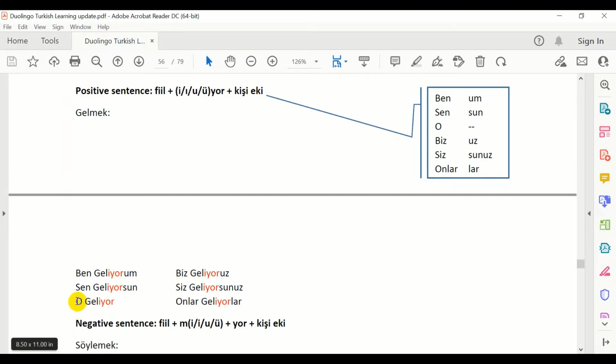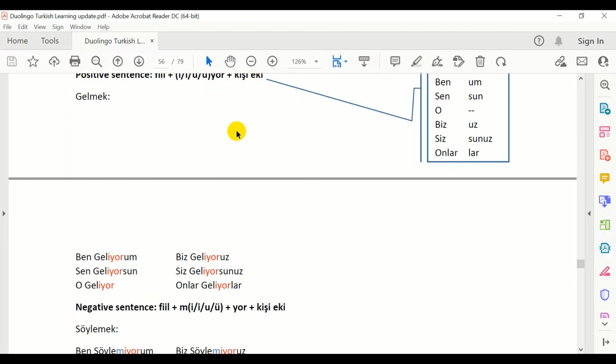One of the good things about the Turkish language is that it is genderless. So you do not have any specific rules for female or male nouns. That is good news. Well, that is as simple as that. Positive sentences. I hope now you know that.